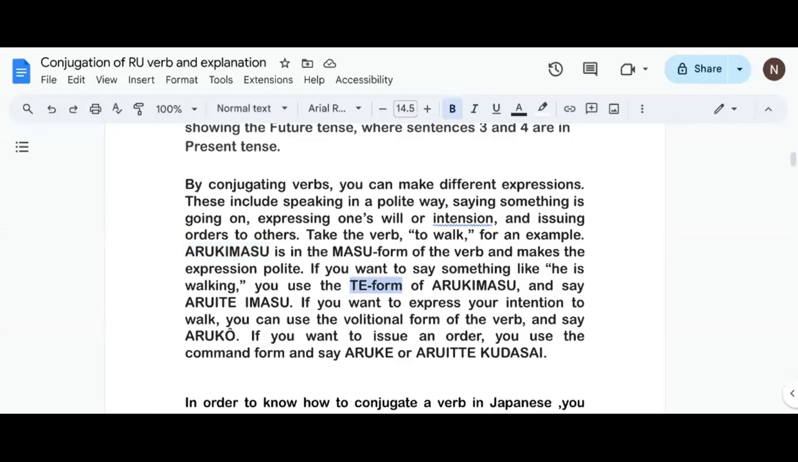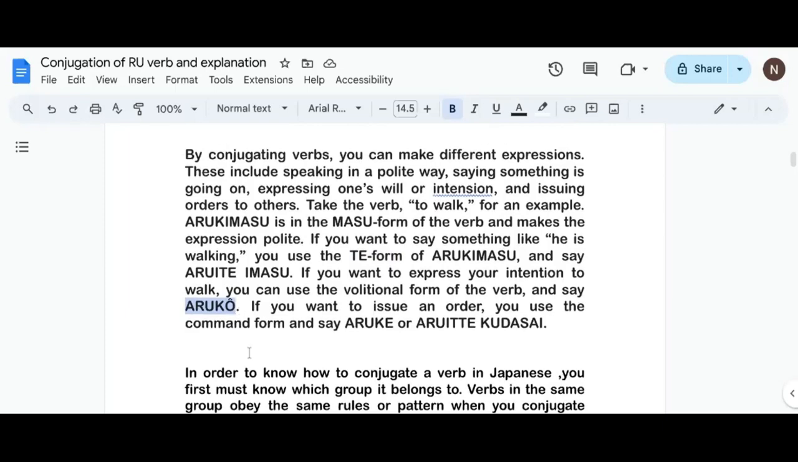Or if you want to express your intention to walk, or the volitional form of the verb, and say, arukou, okay, arukou. You know, the arukou is already one sentence for them. They understand this. But this is a casual or informal way, arukou. Okay, if you want this to become polite again, or with a favor to do something, you can say aruite kudasai. Again, this is in your te form.